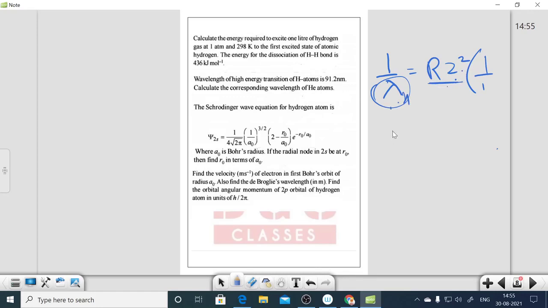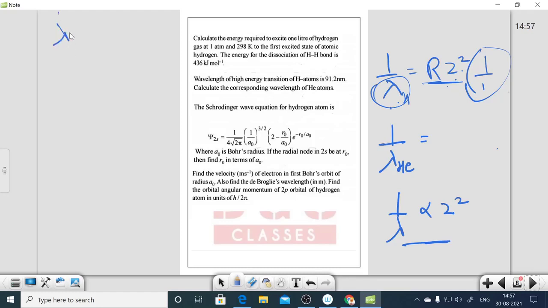R is constant. Then in case of helium, we need to find out the corresponding wavelength of the high energy transition. The wavelength is given, so you can find out R, and then divide and find the corresponding wavelength of helium. Or you can easily assume that R and this factor are constant, so 1 upon lambda is directly proportional to Z square. Now we can use this relation and solve it like this.